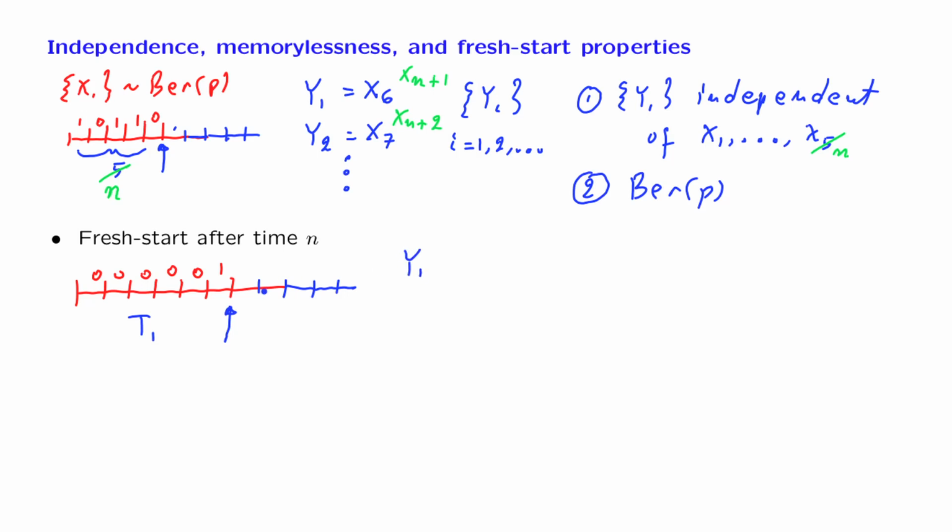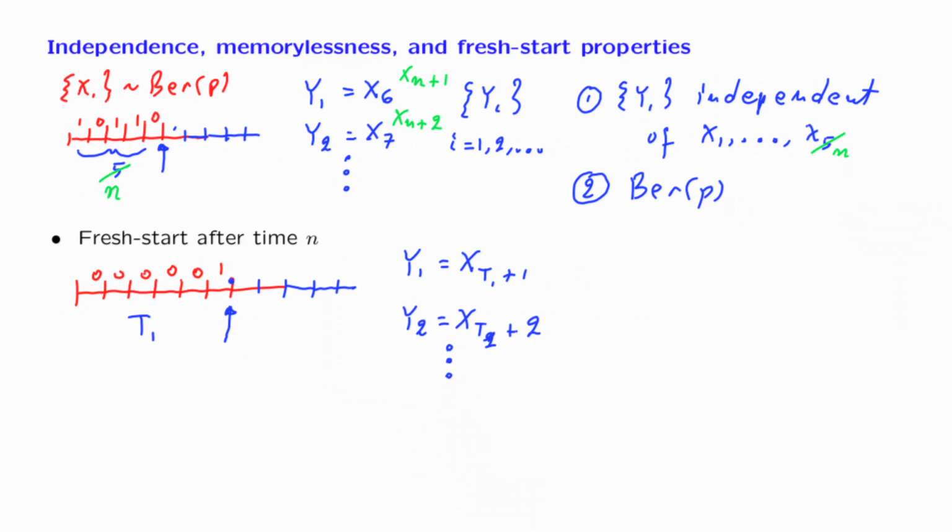The first random variable that you will see is what happens in slot T_1 plus 1. The second random variable that you will see is what happened in slot T_1 plus 2, and so on. And this defines, again, a process, the sequence of the Y_i's. This is what you will see starting from this particular time. What kind of process is it?